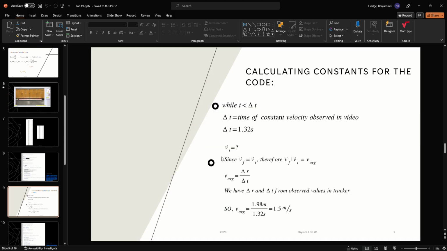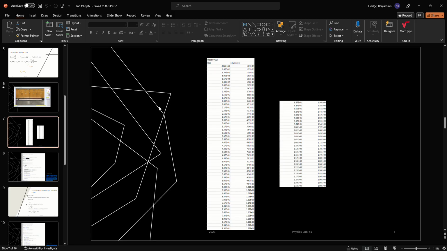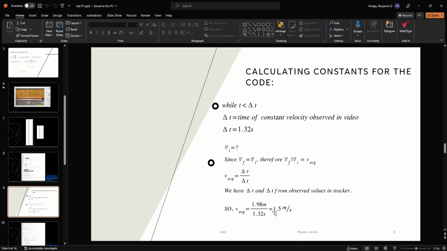However, with velocity, it's a little more complicated. We know since our initial velocity is equivalent to our final velocity and vice versa, that means that our velocity, no matter at what position, is always equivalent to our average velocity, which we know the formula for is just change in position over change in time. And guess what? We have positions and we have times. So after calculating that, we end up with an average velocity of 1.5 meters per second, which is pretty standard.